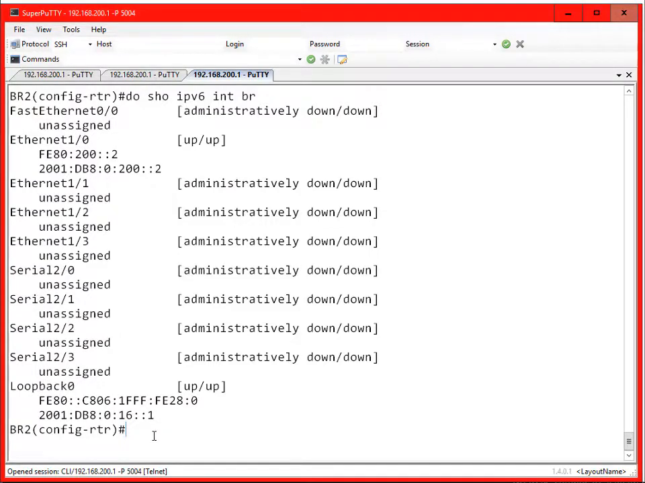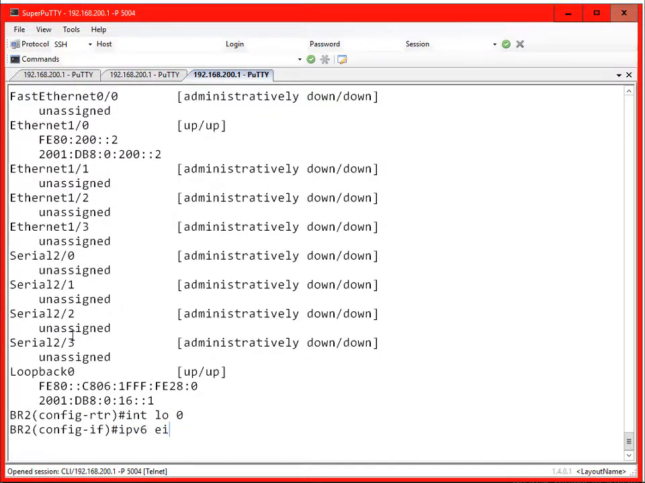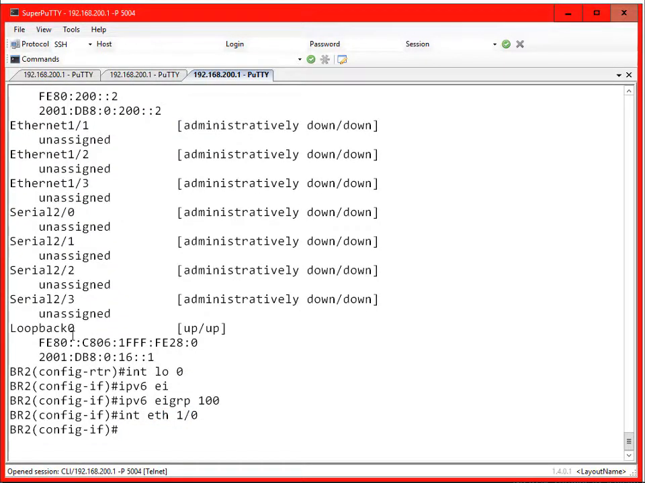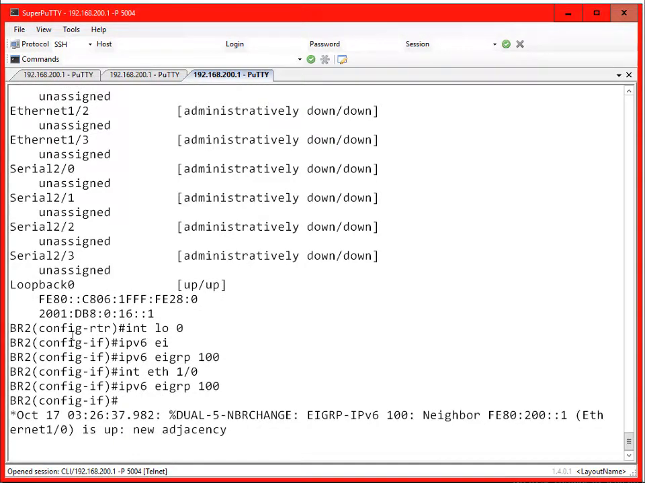So we're going to go ahead now and enable the EIGRP routing process on those interfaces. We do not use the network statements anymore. We simply go into the interface that I want to enable the protocol on, and I execute a command to enable the protocol on that particular interface. So interface loopback 0, ipv6 eigrp 100, interface Ethernet 10, ipv6 eigrp 100. All right, that's it. We've enabled EIGRP.